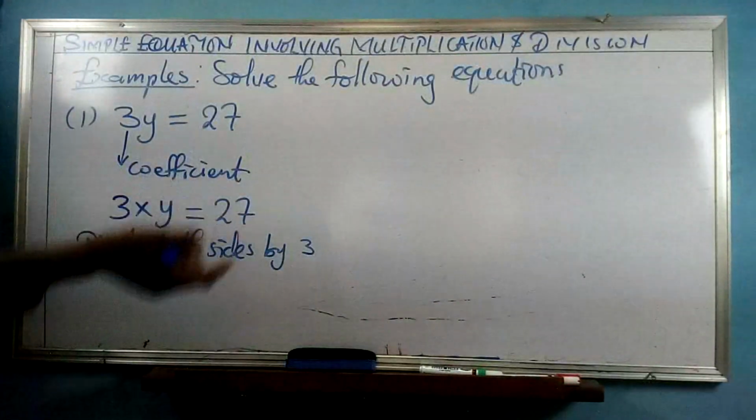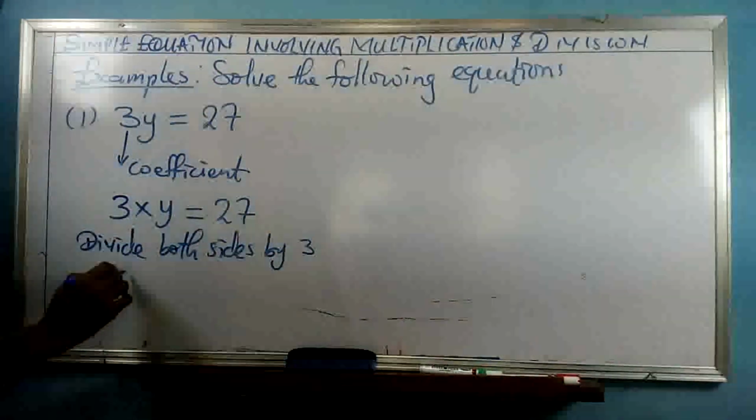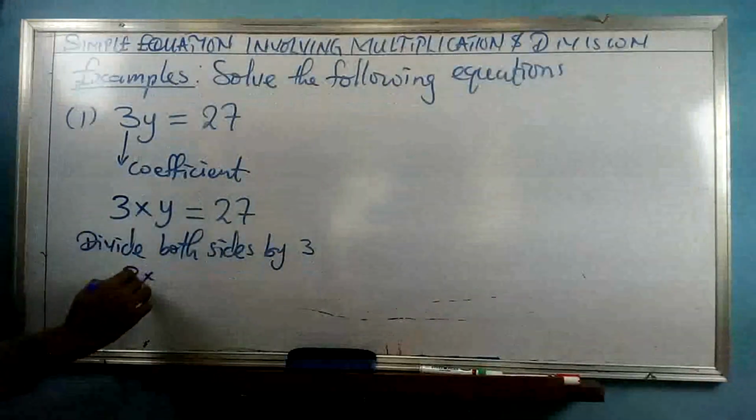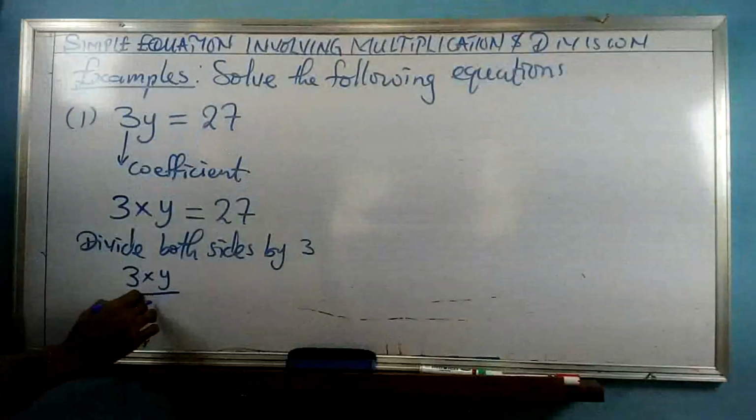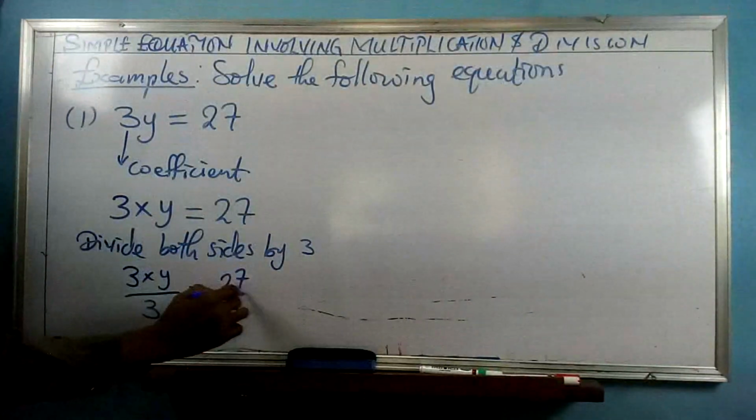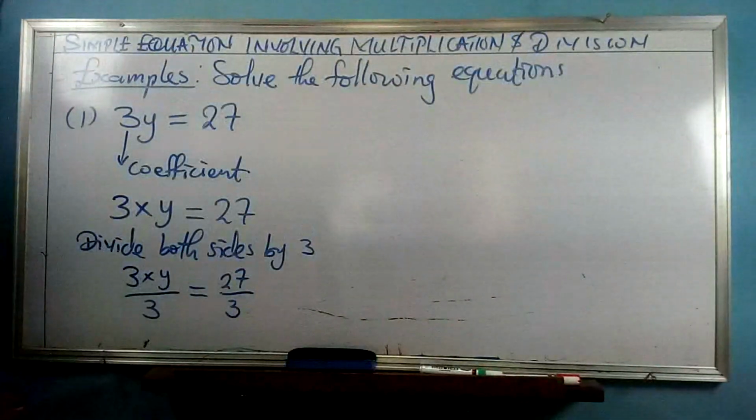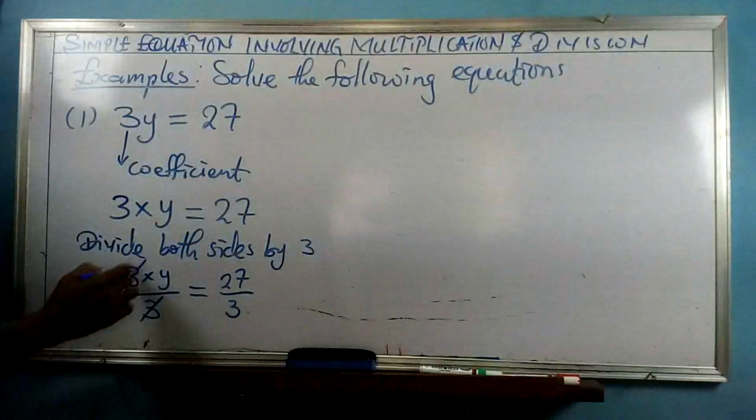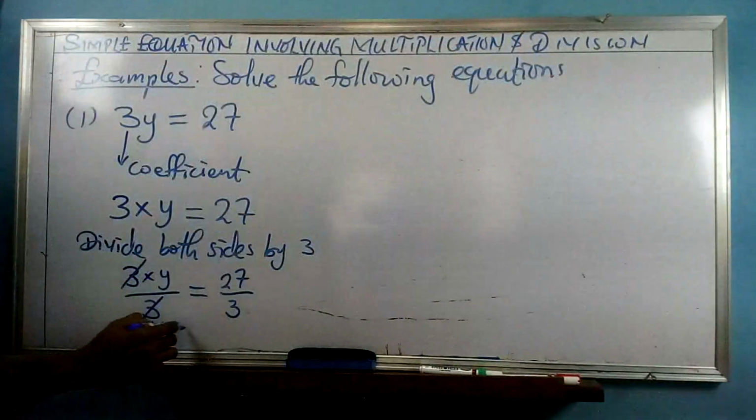We want it to move to the other side of the equation. So we now have 3 times y, let me put it in a simplified form like that, over 3. We're dividing now, equals 27 divided by 3. So the 3 will cancel the 3 here, so we have only y that stands alone here.